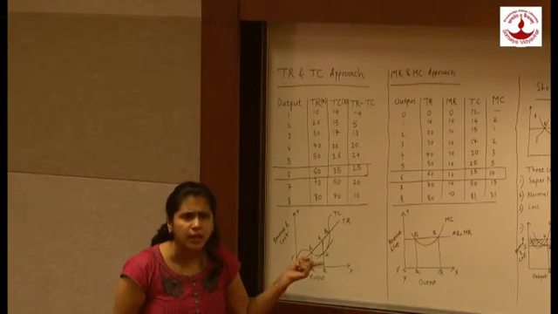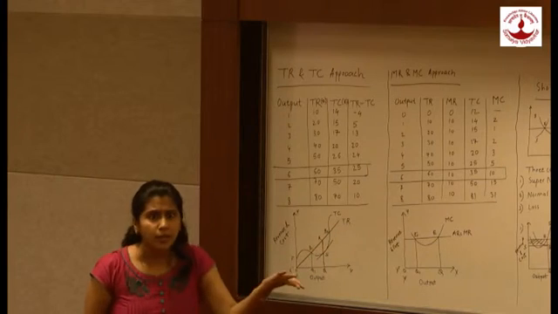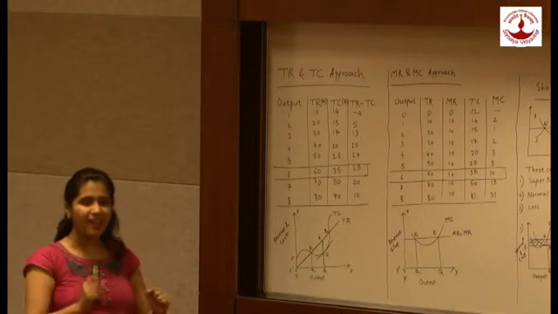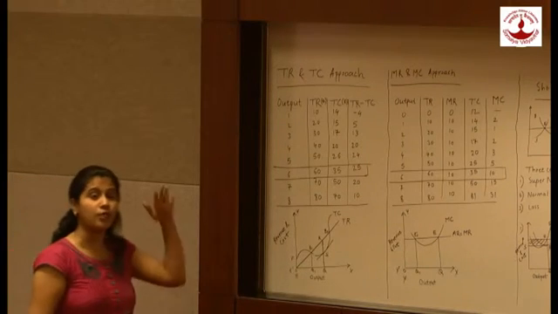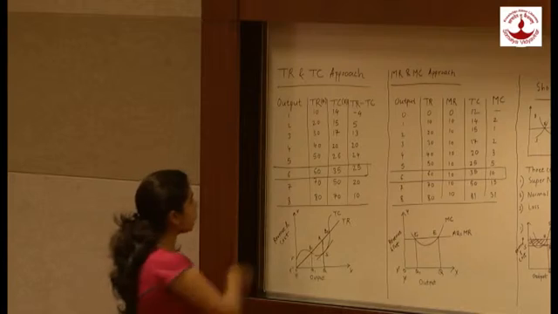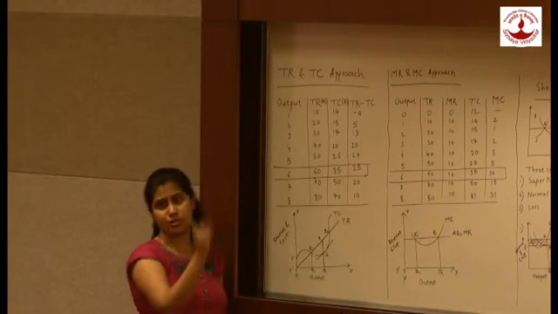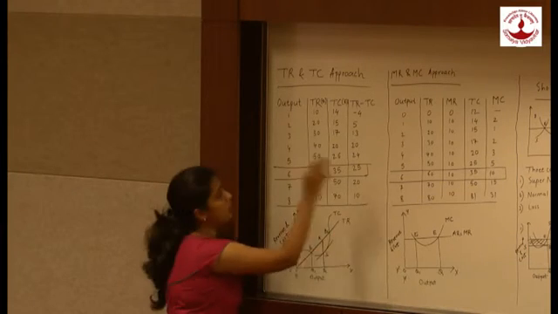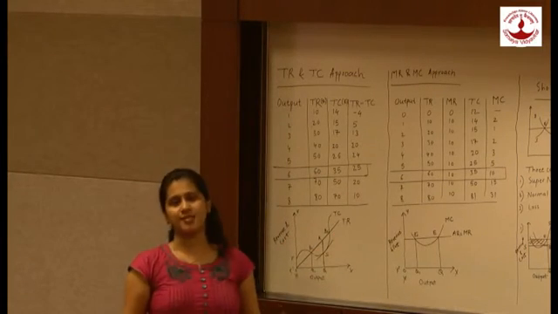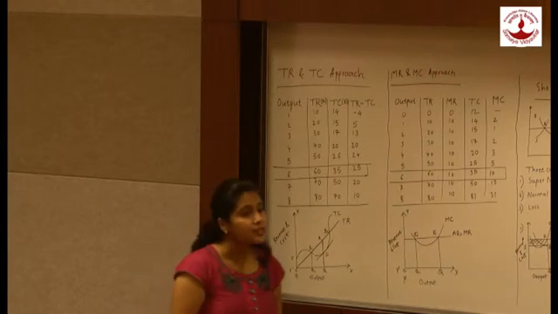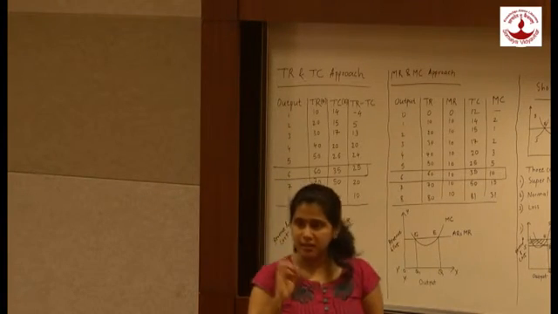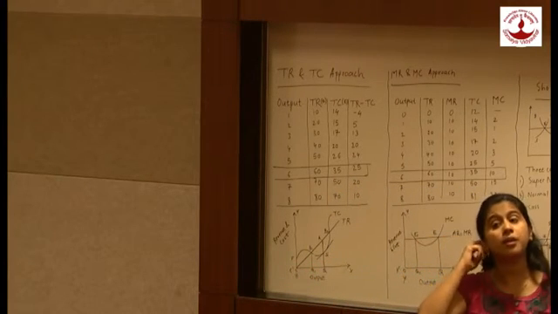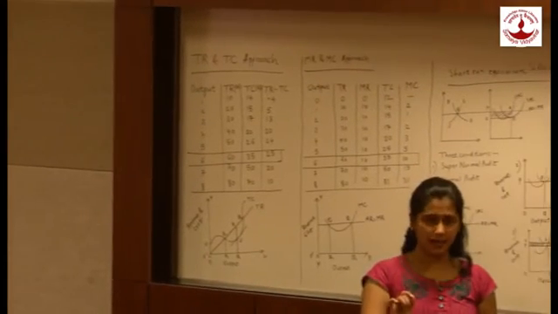And see what is happening after the 6th unit? Profit levels are decreasing. Yes, profit levels are going down. It means after the 6th unit, if production is continued, then profit levels are going to go down because the cost will be increasing. Alright, that is how the equilibrium output gets decided by the TR and TC approach.